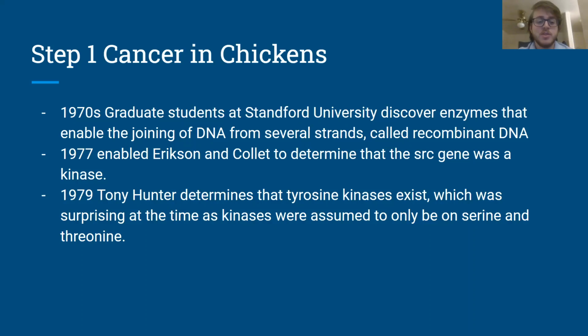And a few years later, Erikson and Collett determined that the SRC gene was a kinase. So this Rous sarcoma virus has a particular gene that's cancer causing, and that's the SRC gene, and they find that that's a kinase. The importance of the recombinant DNA is that Erikson and Collett were using recombinant DNA to conduct their research. 2 years later, Tony Hunter says, "Hey, did you guys know tyrosine kinases exist?" And that was surprising because most kinases are serine and threonine kinases, so it's rare actually to find tyrosine kinases.